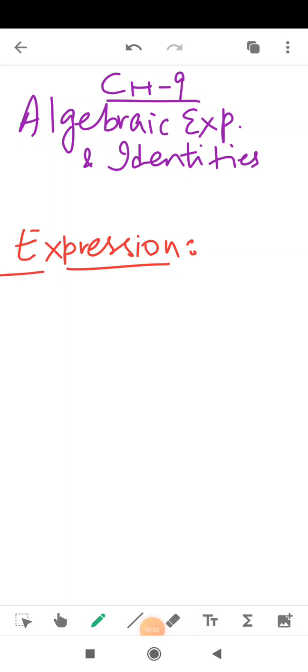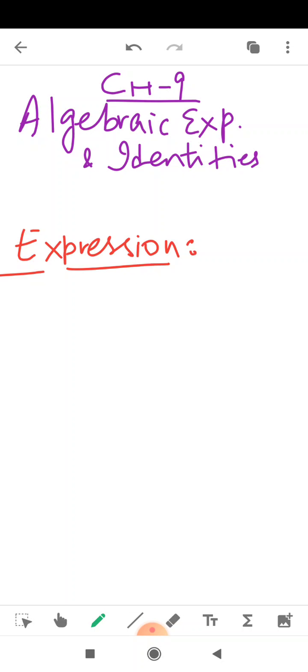Today we are going to start with a new chapter, chapter 9, algebraic expressions and identities. Now, algebraic expressions is not something that is new to you because you have done algebra in class 6 also, and expressions you have done in class 7 also, right? So let us quickly recapitulate what are expressions.